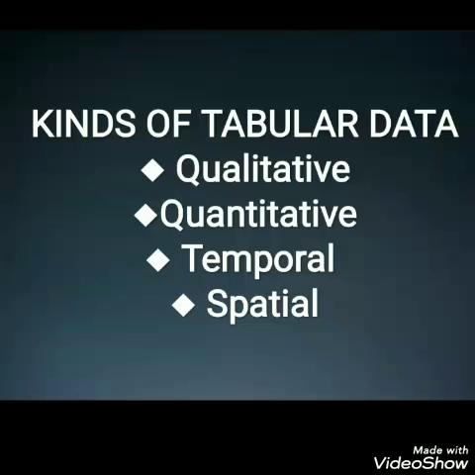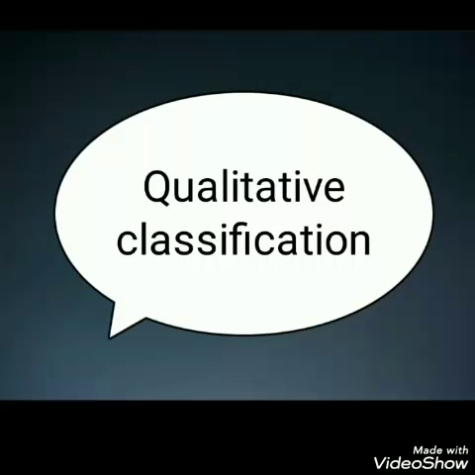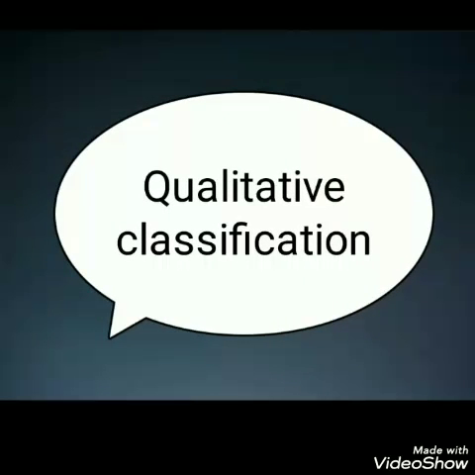So let's learn it briefly. First one is qualitative classification. According to its name, in this type of classification data are classified according to their quality. When classification is done according to attributes such as social status, physical status, nationality, etc., it is called qualitative classification. Now look at the picture.